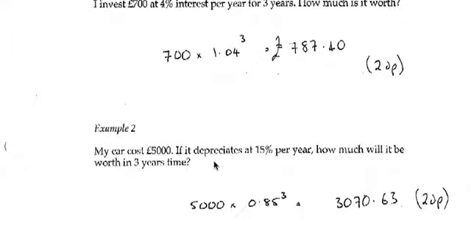Now think to yourself again, just for a quick check, how would this question change if it was depreciating at 23% for 8 years? Well, 100 take away 23% leaves me with 77%, so this would be 0.77 to the power of 8.